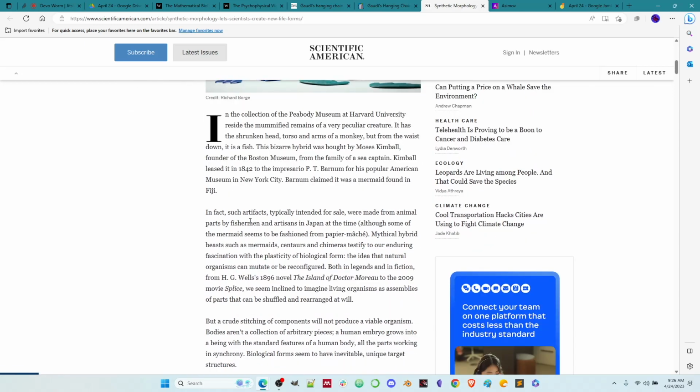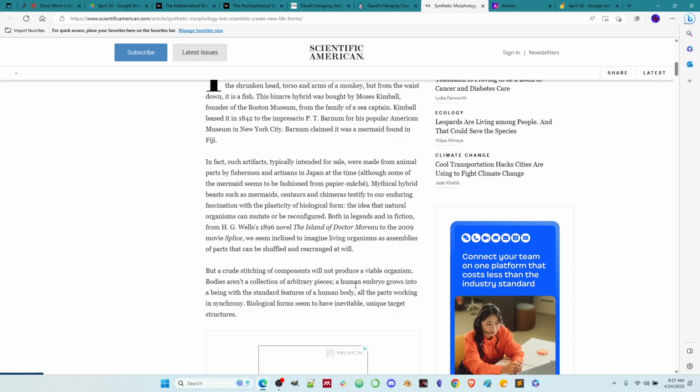So they go through some interesting things here at the beginning. They talk about mythical hybrid beasts that you find in mythology, like mermaids, centaurs, and chimeras, which speak to our fascination with biological forms that are different from what exists in nature. And so this leads us into the science of this, where we're going to create these morphologies that don't exist in nature.